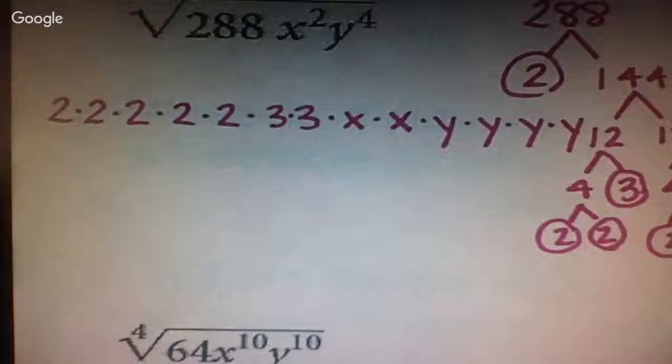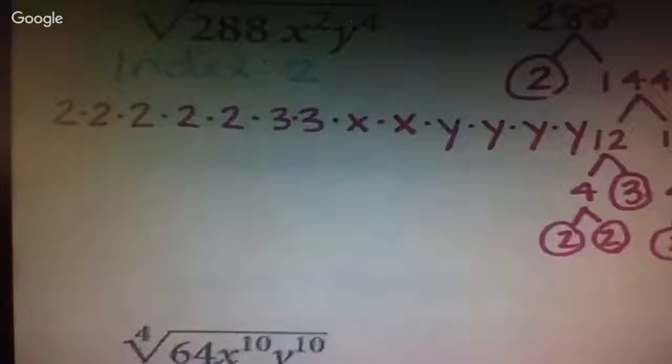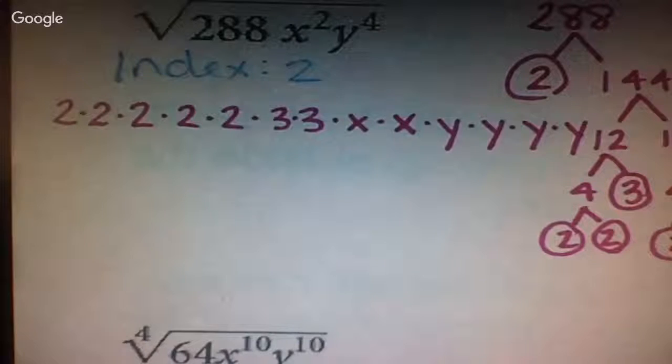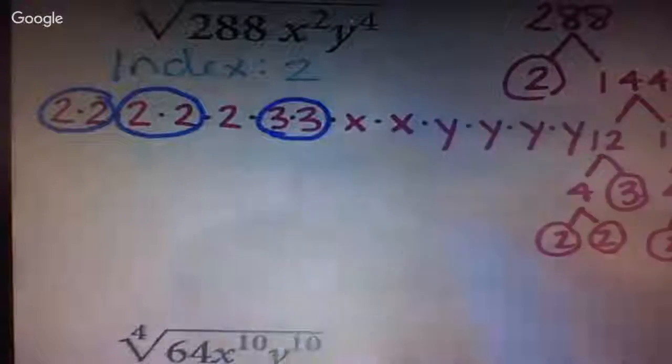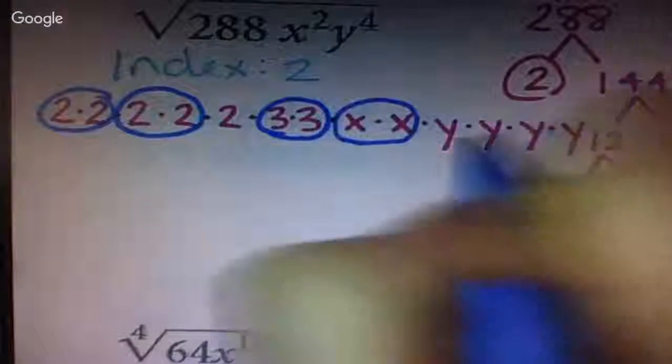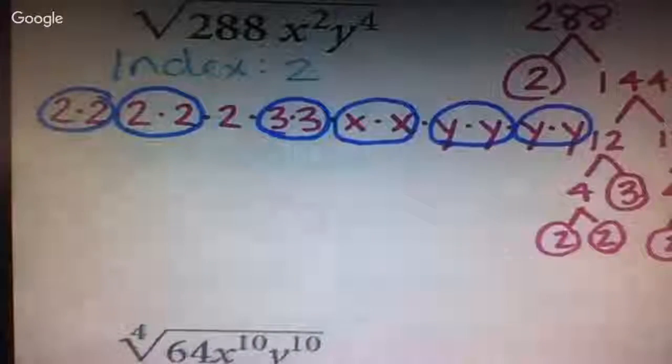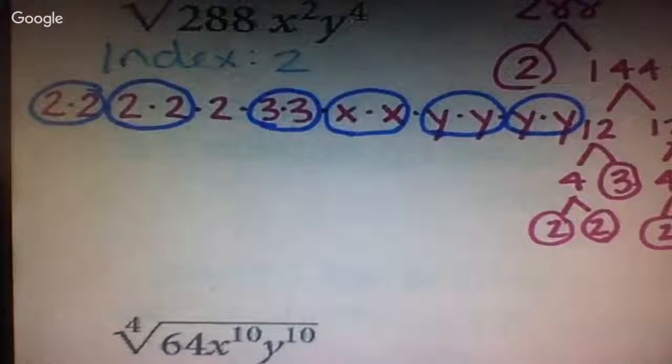Okay. What is my index? 2 again. So my index is 2, which means I'm grouping in 2s. I can circle some 3s, I can circle some x's and all of my y's. So my index tells me how many need to be in a group.